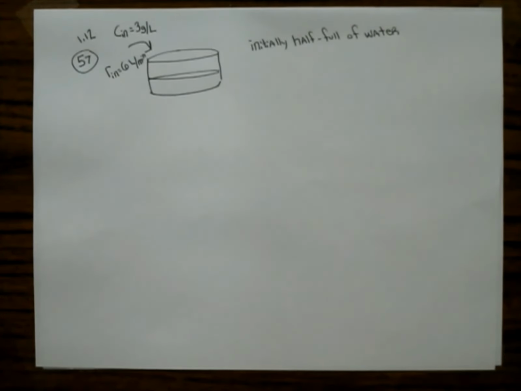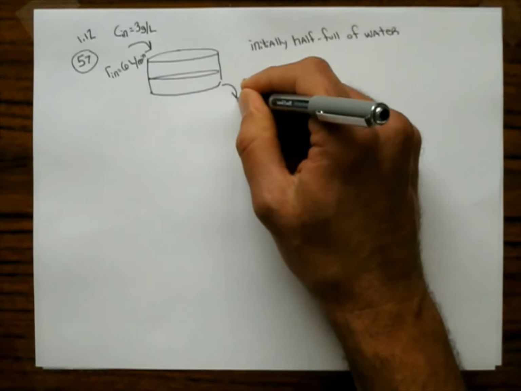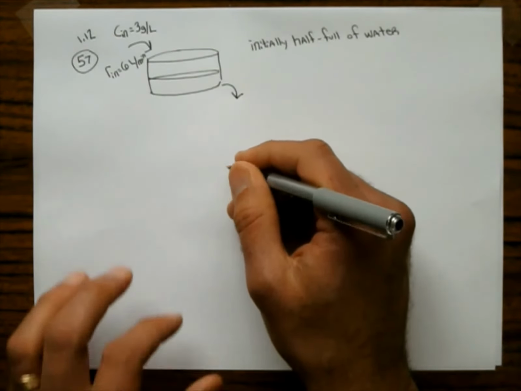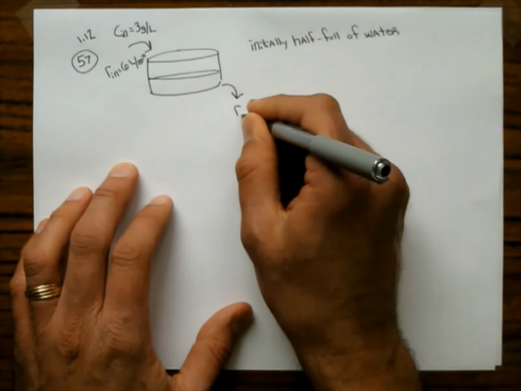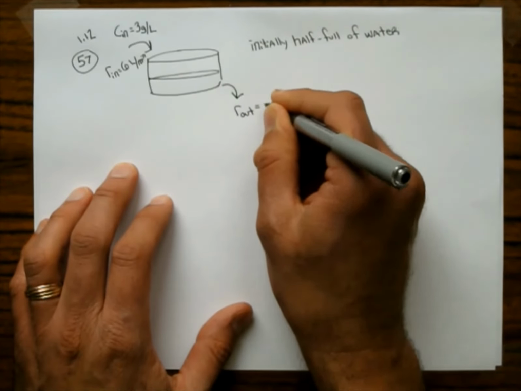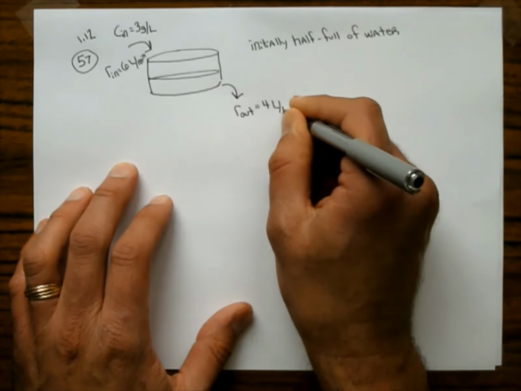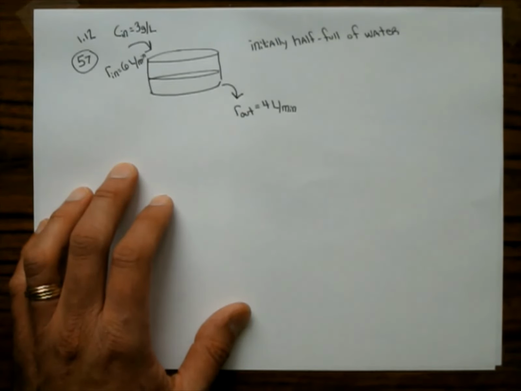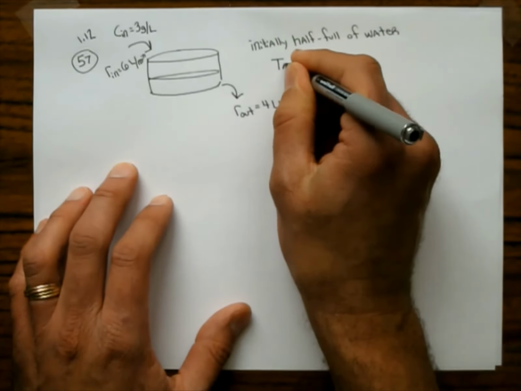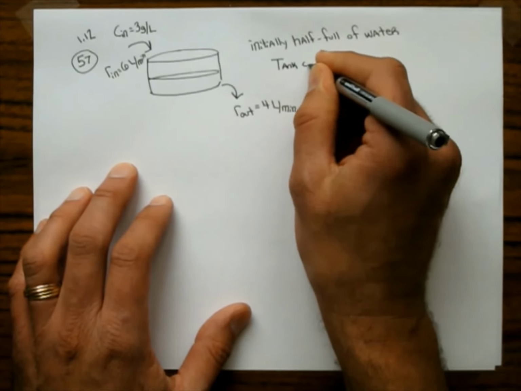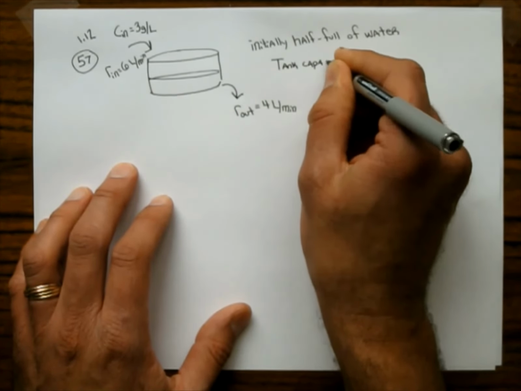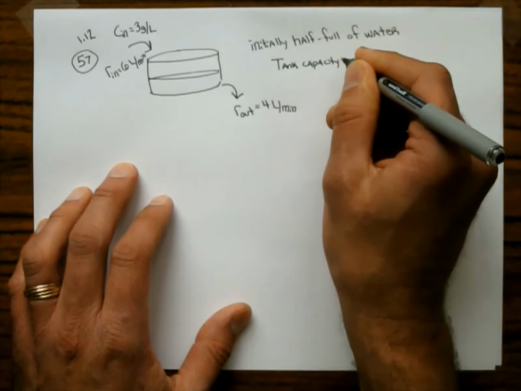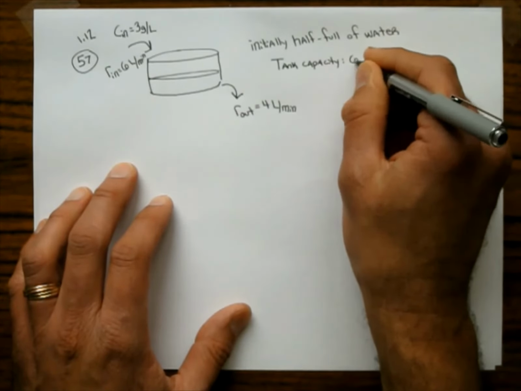Okay, turn the page, and it says the well-stirred mixture flows out, so it's going to be flowing out at a rate of 4 liters per minute. So the rate coming out is 4 liters per minute. The tank holds 60 liters, so the tank capacity is 60 liters.